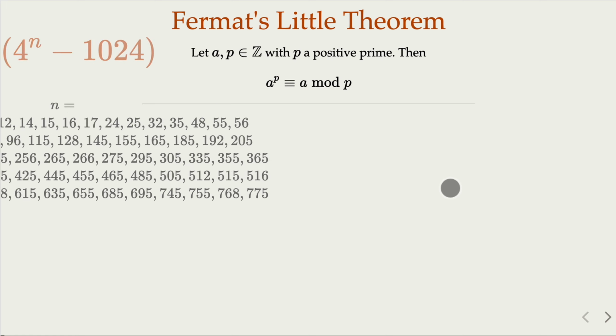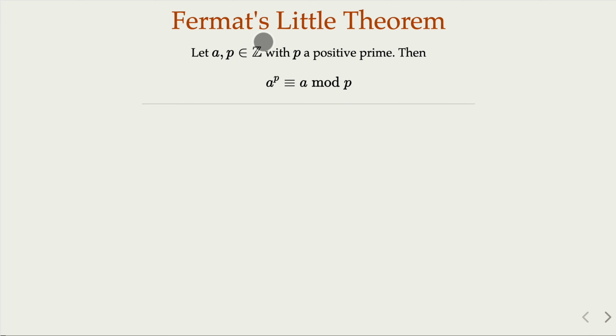Okay, here we go. Let's review what Fermat's Little Theorem is. Here we have integer a and p, where p is a positive prime. We claim that a to the p's power is congruent to a mod p. Now here we consider all the integers of the form 5p, where p is an odd prime. We assume p is not equal to 5. You're going to see why in a minute.